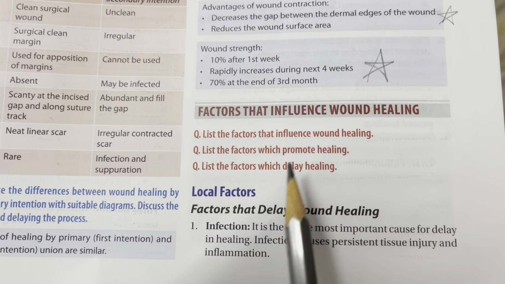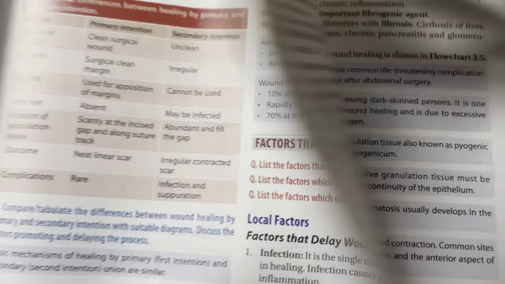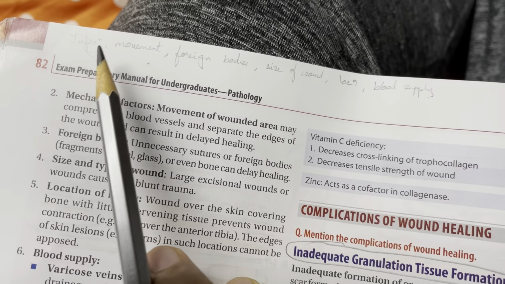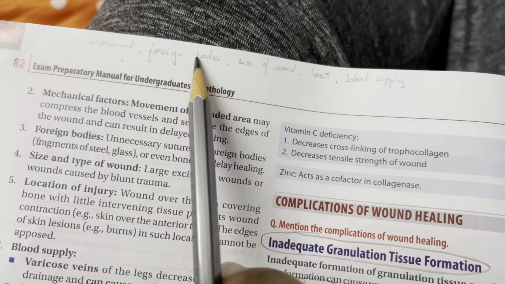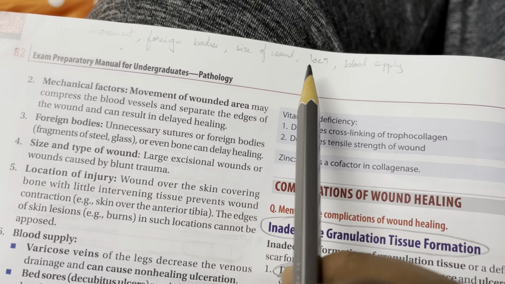Moving on to factors that influence wound healing, we have local factors, or factors that delay wound healing. Basically any infection, any movement of the area, or any foreign body at the injury, movement of the injured wound, and if the size of the wound is large, then wound healing is delayed.